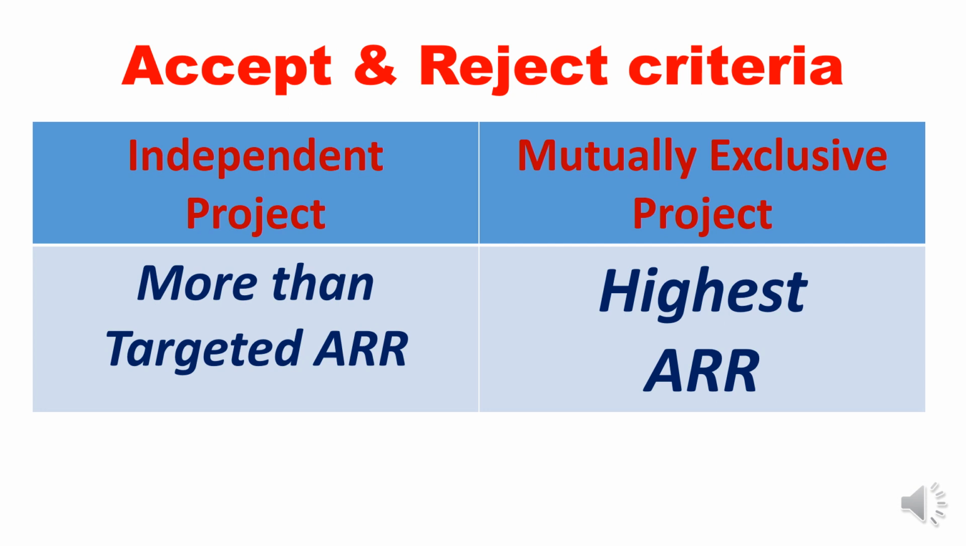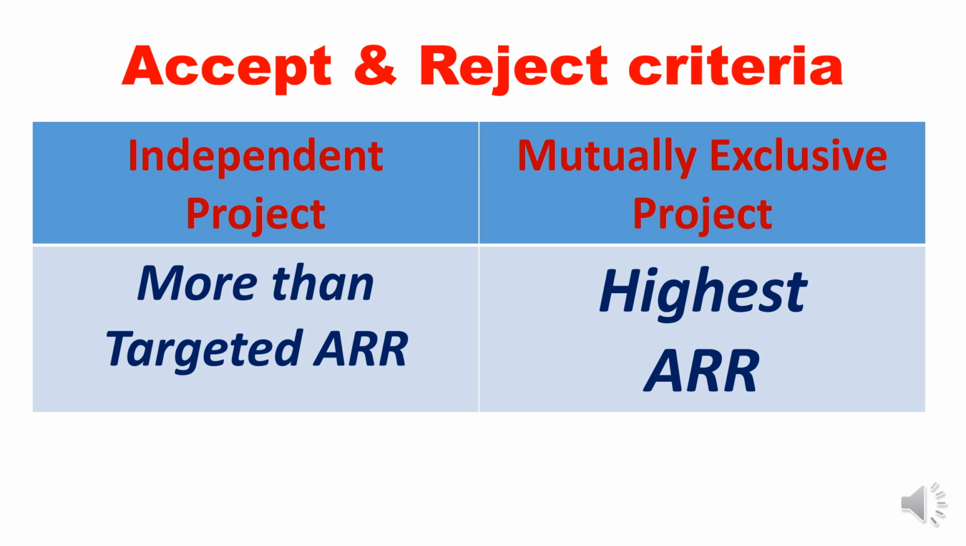In case of the accept and reject rule, if it is an independent project, if it is only one project, what is the procedure? Accept if it is more than the targeted ARR. Suppose you have decided the percentage, let's say 12%. If you get more than 12, you should accept. If you get less than 12, you should reject. That is, 12 is your cutoff percentage. You have decided that whenever I invest money, I should get at least this percentage.